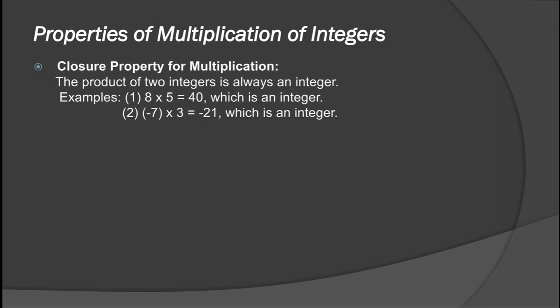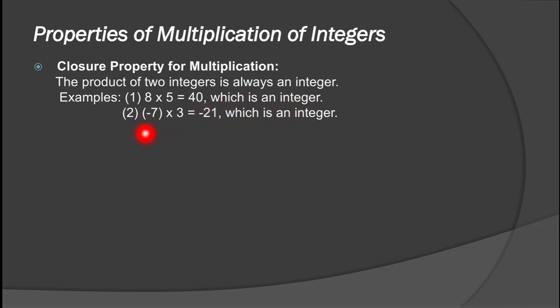Our first property is the closure property for multiplication. The closure property for multiplication states that the product of two integers is always an integer. It means that if we are given two integers, then after multiplying them, the product is also an integer. For example, here 8 into 5. 8 is an integer and 5 is also an integer. And when we multiply 8 by 5, we get 40, which is also an integer.